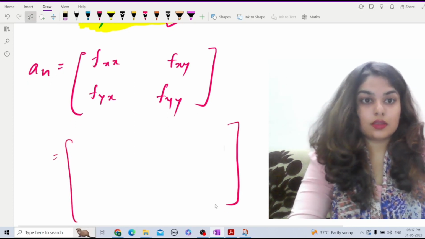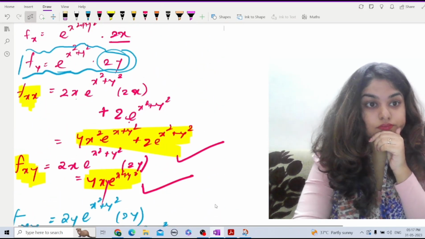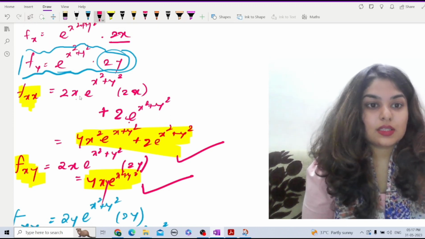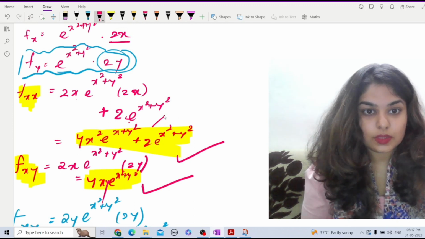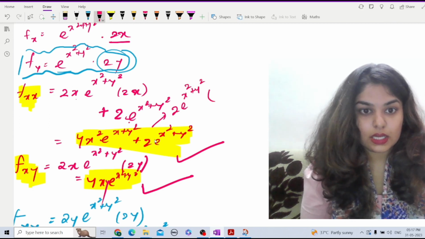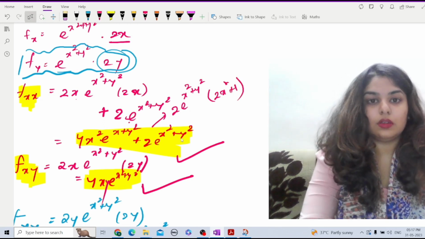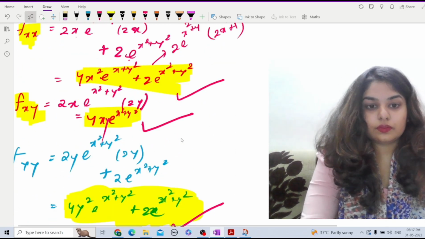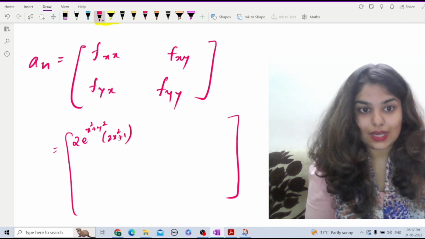So fxx is here. Now this we can take common right here. That is, we can take 2e to the power x square plus y square as common. So the value will be basically 2 of e to the power x square plus y square, and in bracket we will have 2x square plus 1. So let us write it down here. That is 2 e to the power x square plus y square into 2x square plus 1.